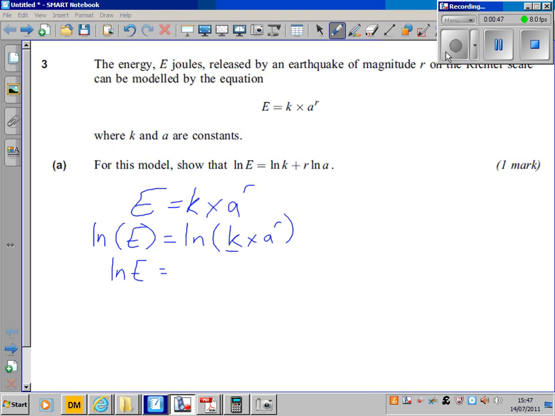Remember, when you times two things together inside a log, you can write them as two separate logs added together, ln K plus ln A to the R. And then the other rule of logs is that if you've got a power up there, that can be brought down the front. So that gives us ln E equals ln K plus R ln A, as required.